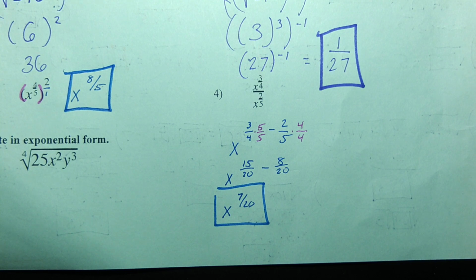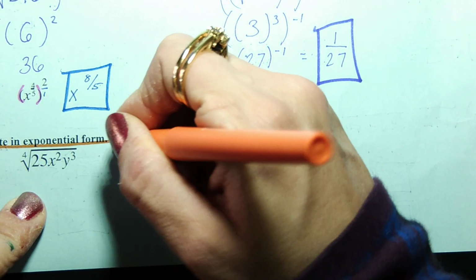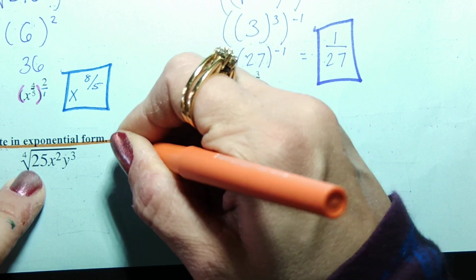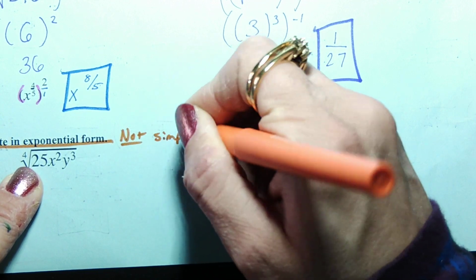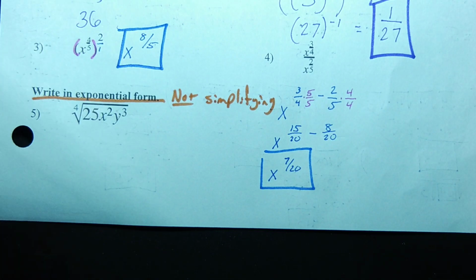Now, on this last problem, we are just going to rewrite in exponential form, which is not simplifying. Because if I asked you to simplify the 4th root of 25, is 25 a perfect 4th, or does it have any perfect 4th factors? Nope. Do I have enough x's to take the 4th root? No. Do we have enough y's to take the 4th root? No. So this can't be simplified at all.